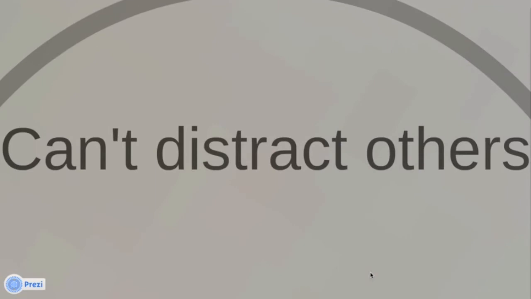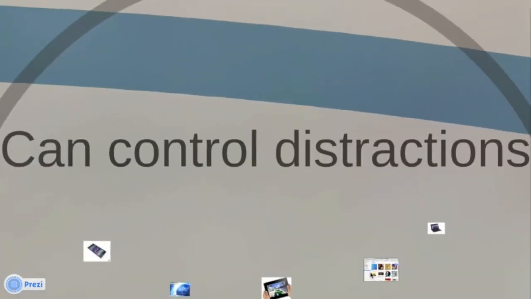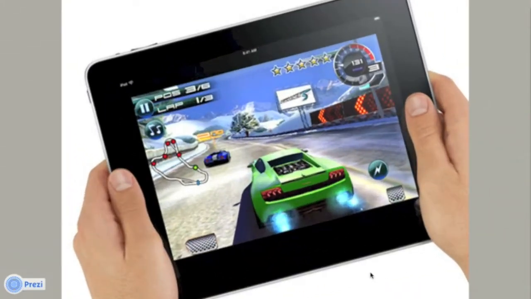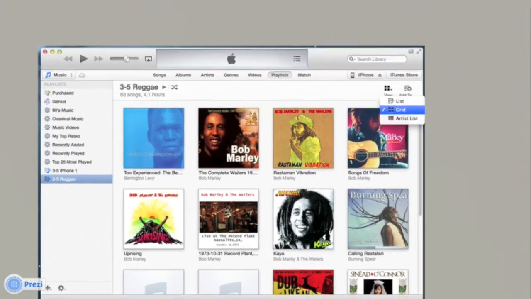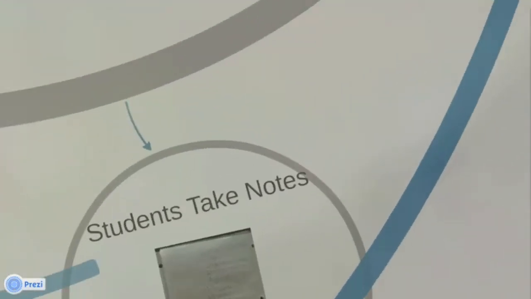And the other advantage to flipping the classroom is they can't distract others, and we're going to talk about that. And they can control their own distractions, right? Of course there's distractions, and so they can control how they're distracted and when they're distracted. Or they can control when they're doing their lesson. They can control all of that.